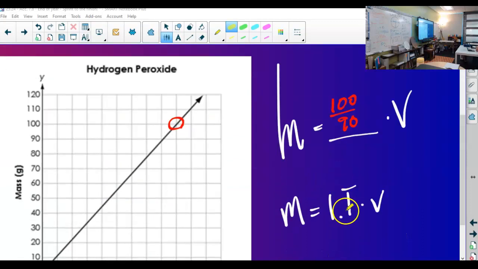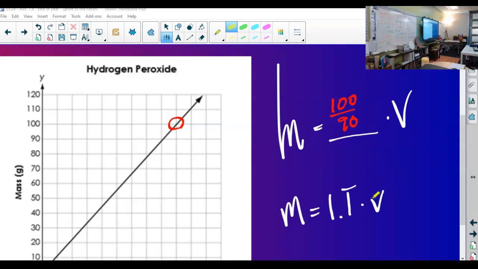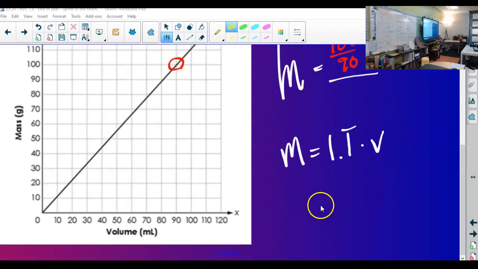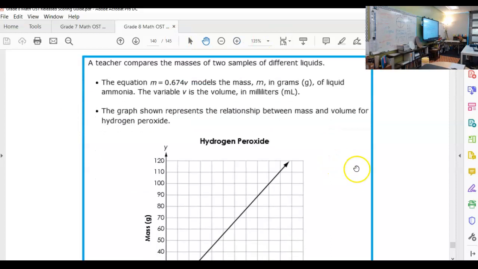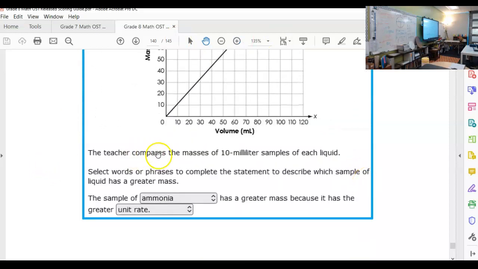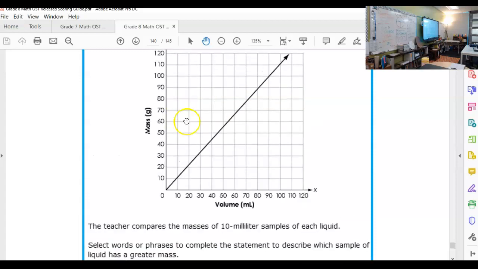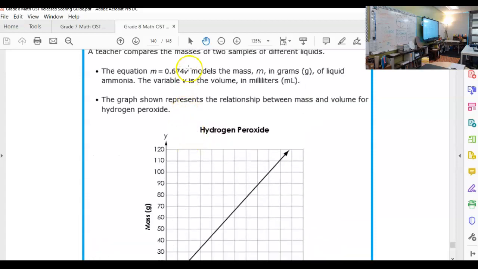So if we do that, we get about 1.1. 1.1 repeating, if you want to be real technical, like we've been going over. But then the question that it's actually asking us, crap, what page is this? Because I must have just been working from 140. So in the question they're actually asking us, teacher compares the masses of 10 milliliter samples of each liquid. So what would 10 milliliters of hydrogen peroxide weigh versus if I plug in 10 milliliters of ammonia, right?